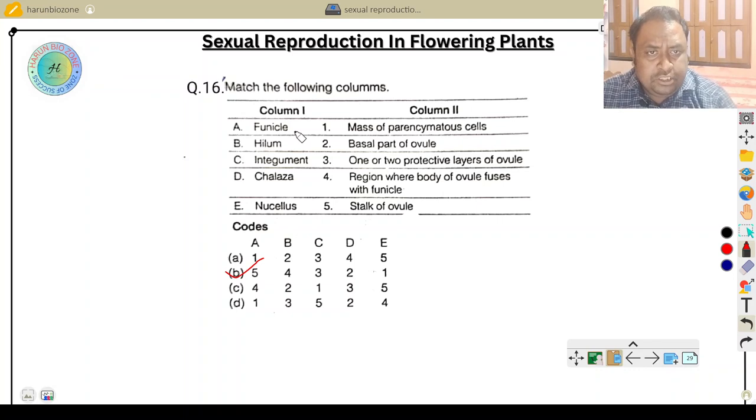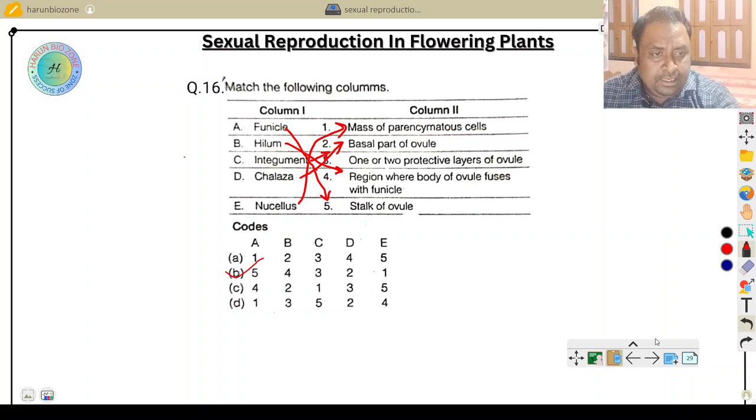Funicle is the stalk of the ovule. Hilum is the region where the body of the ovule fuses with the funicle. Integument is one or two protective layers of the ovule. Chalaza is the basal part of the ovule, and nucellus is the mass of parenchymatous cells.